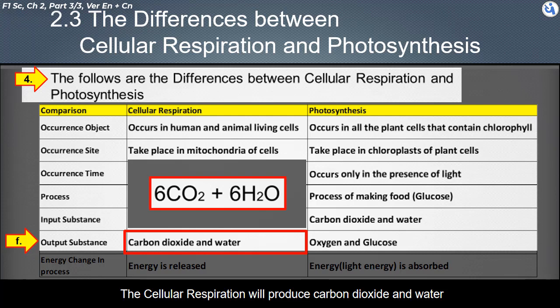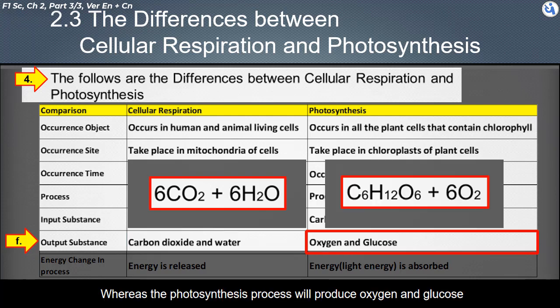The sixth difference is in their output substances. Cellular respiration will produce carbon dioxide and water, whereas the photosynthesis process will produce oxygen and glucose.